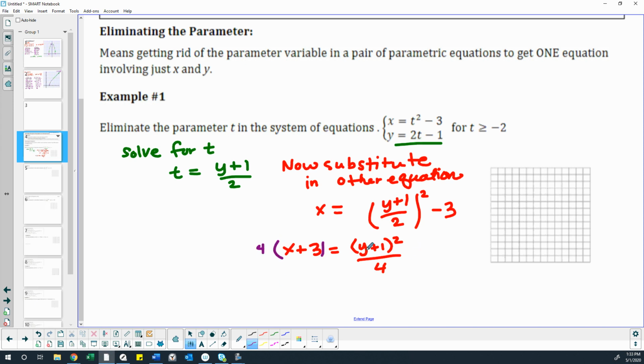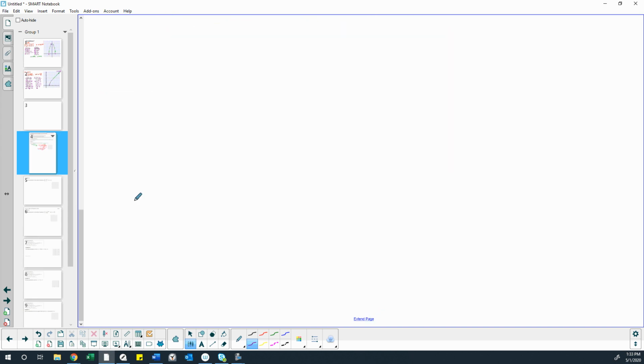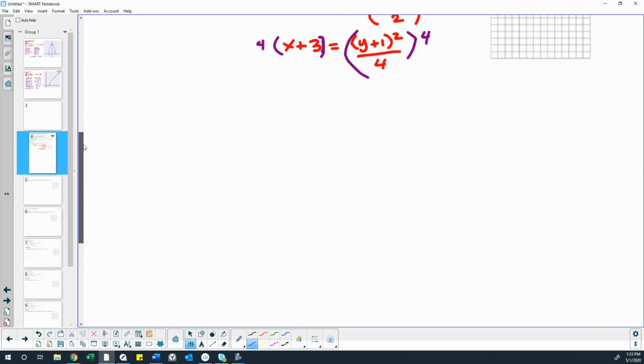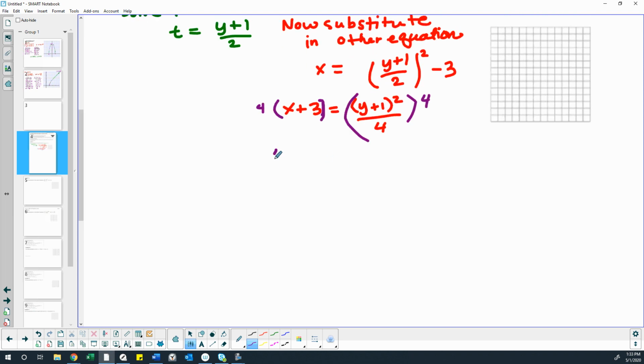I'm going to get rid of that fraction by just multiplying both sides by 4. So that will give me 4 times (x plus 3). I wouldn't distribute the 4 through though, because if you remember your conic sections, you would remember that that 4 actually means something in the graph, right?